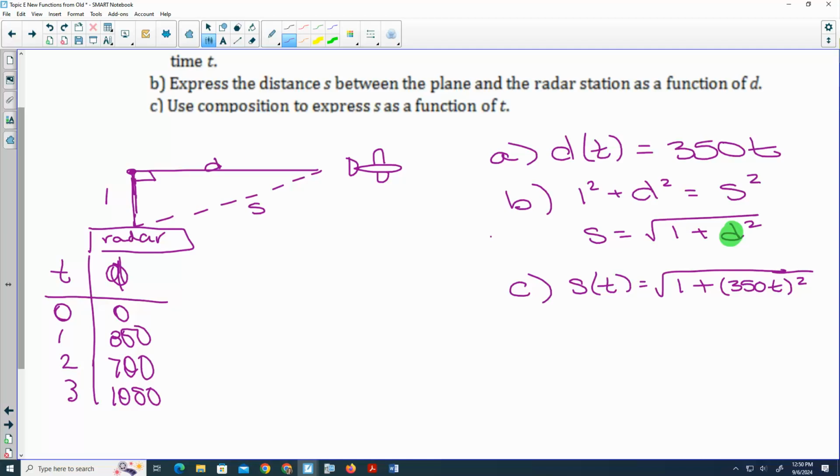Your slope, how much is it going up by? 350. Okay, so it's like kind of like this. Plus your y-intercept: at time 0, you started at 0. So it's essentially this, I just use d and t instead.